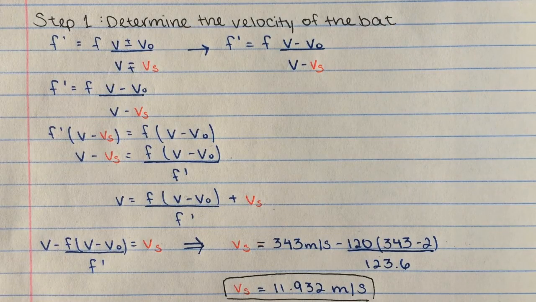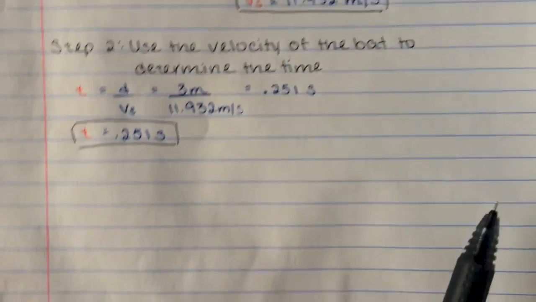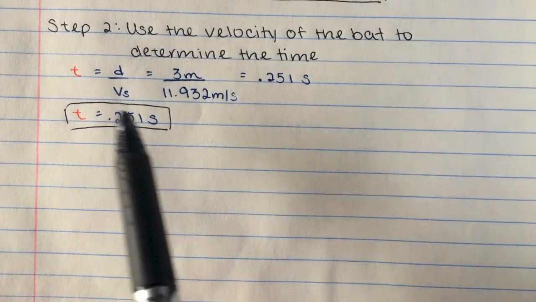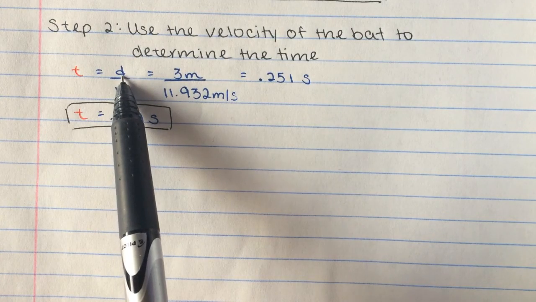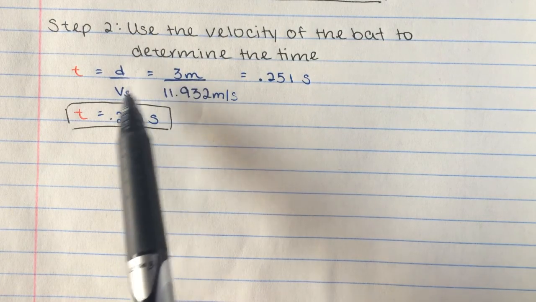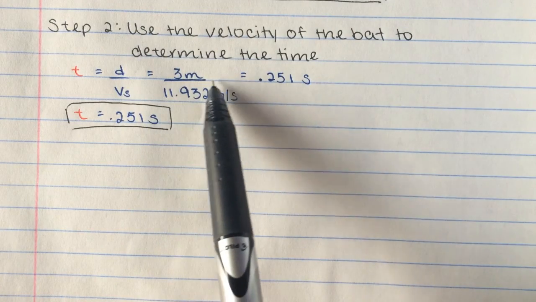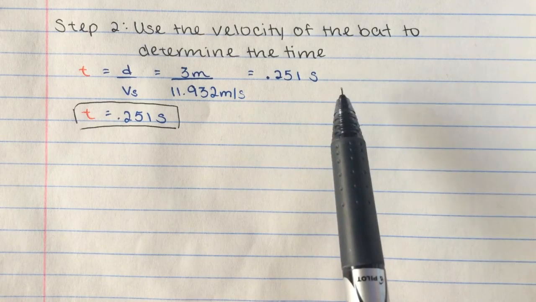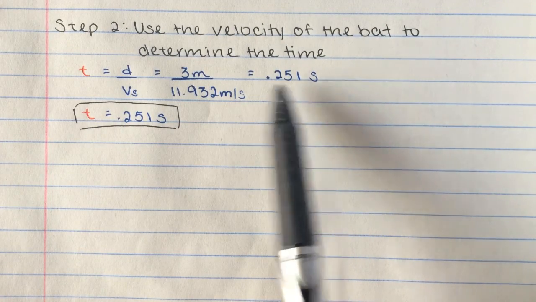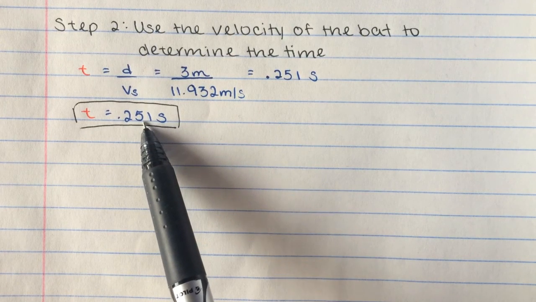Now that we have a velocity, we can go to step 2. For step 2, we just plug in the distance between the bat and the moth, which is 3 meters, and our velocity, which we obtained from above, and then we get the time it takes for the bat to reach the moth. Our final answer is t equals 251 thousandths of a second.